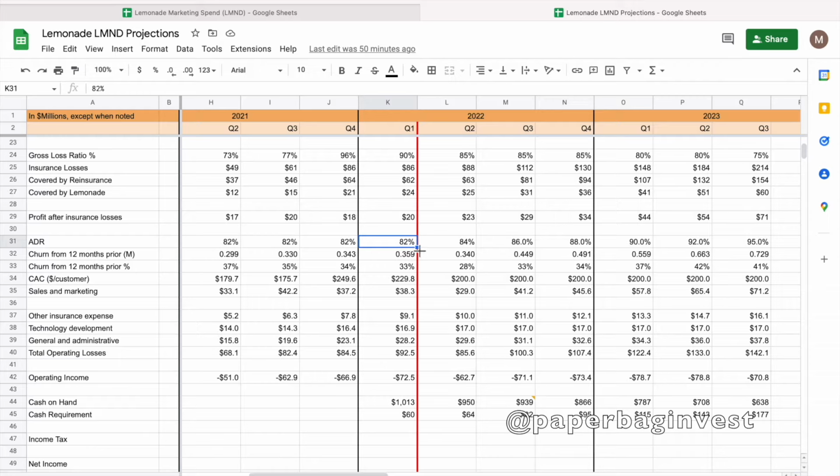Now, the crazy thing is their premium per customer is changing. It's rising, but their amount of customers is dropping as there's a certain amount churning. So you can sort that out. I've done that math, and then you get the amount of customers that are churning, about 359,000 customers from 12 months prior, which is about 33%. So we're in this 30% range. It's a pretty high amount.